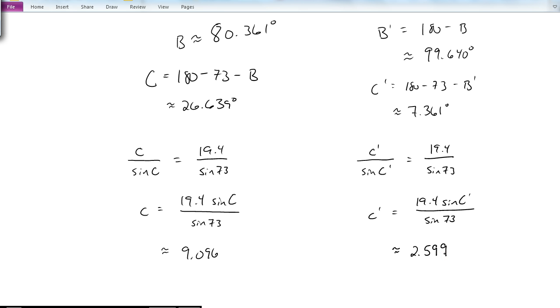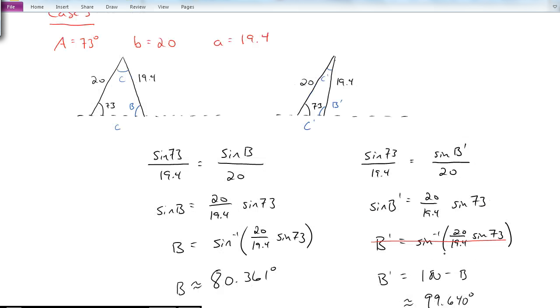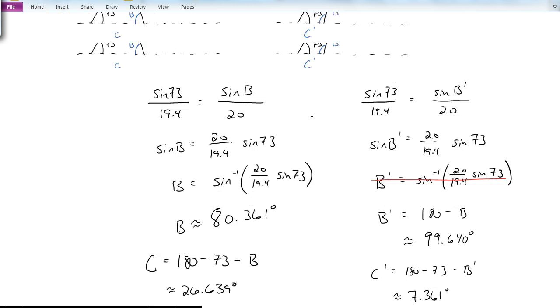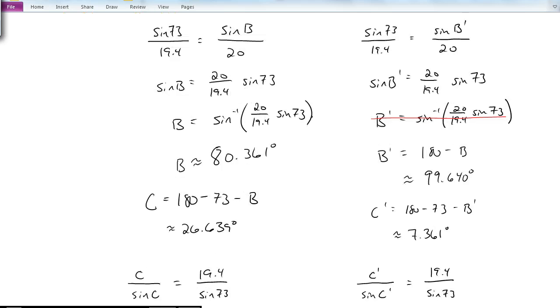Okay, and I go back into my picture and I say, does that make sense to be 2.5? Yes, it should be shorter than 9 over here because it's squished in angle. The angle appears smaller, so the side length down here should be smaller. Okay, now I have all three missing parts.